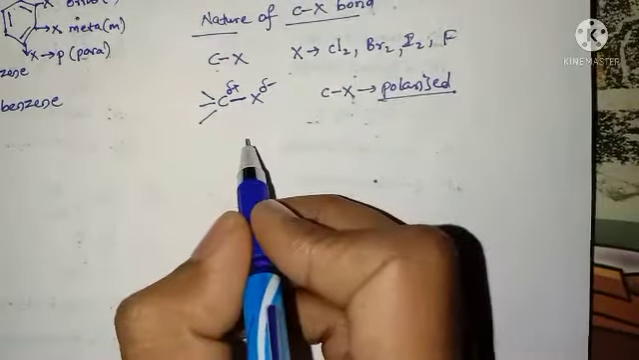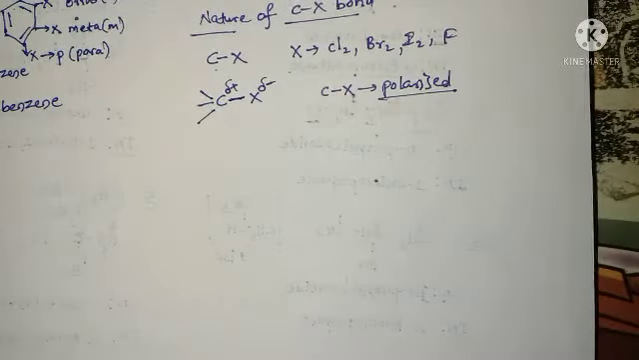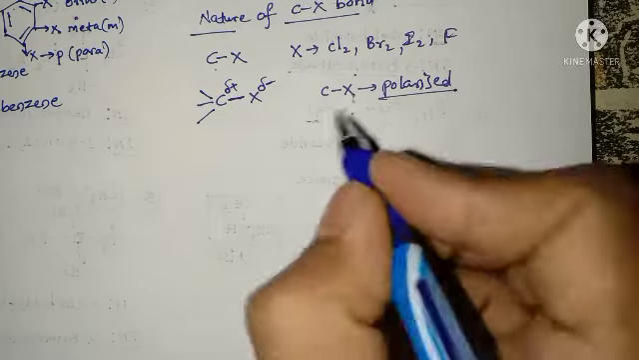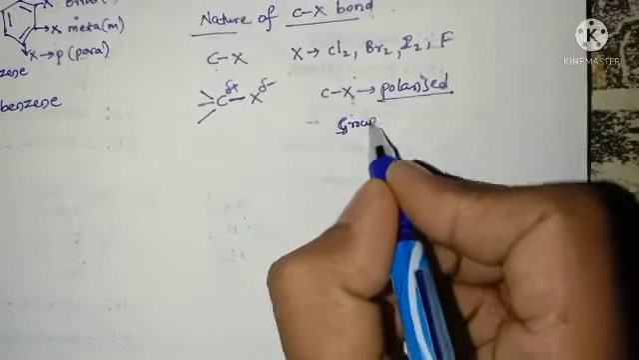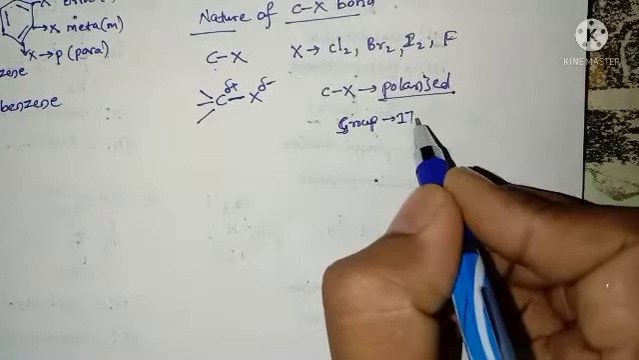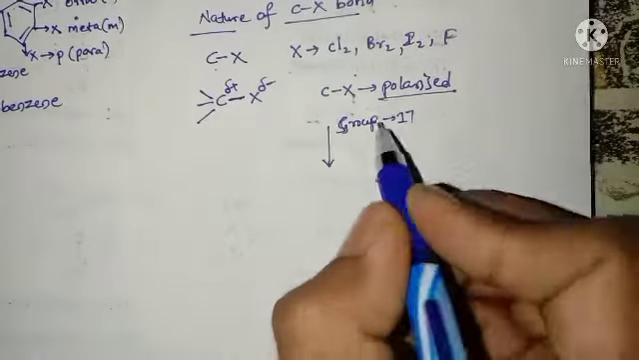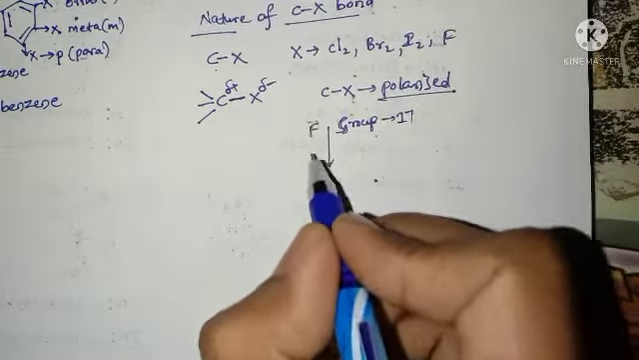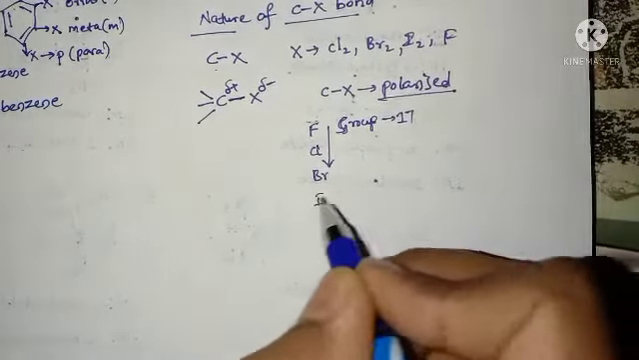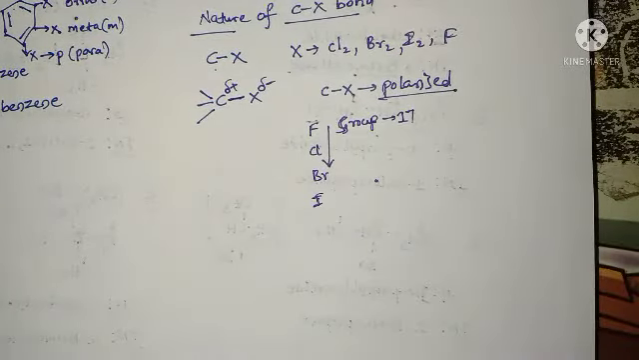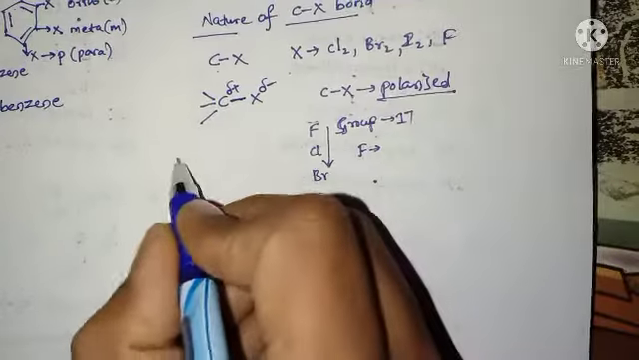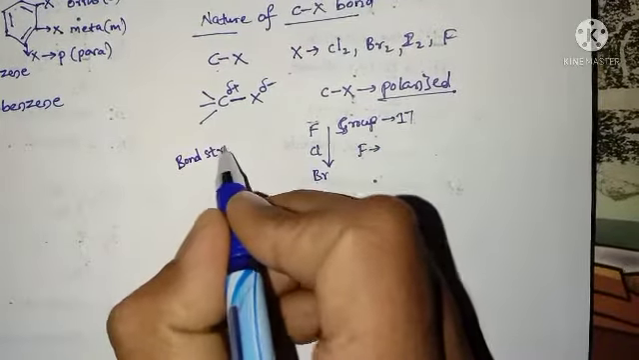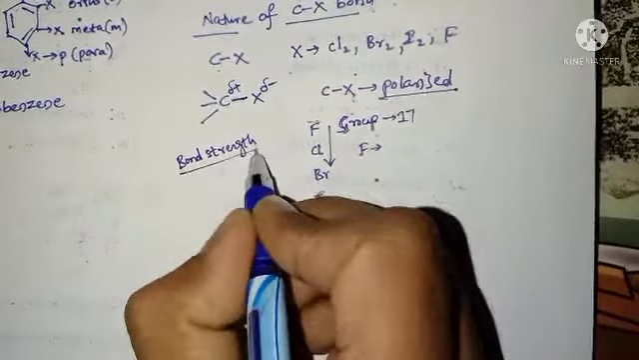As we go down the group, in the p block elements we will discuss these halogen atoms, which come in group 17. These are all group 17 elements. As you go down the periodic table, from fluorine, chlorine, bromine to iodine, the electronegativity decreases. Fluorine is the most electronegative. Similarly, the C-X bond strength also decreases from C-F to C-I.